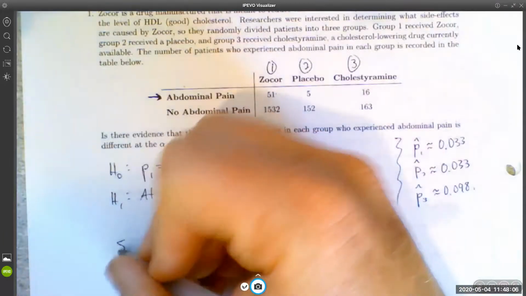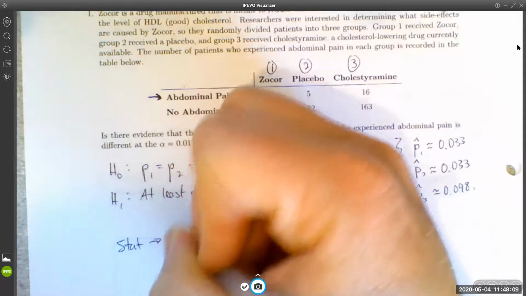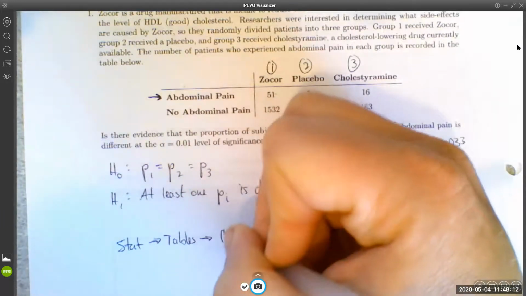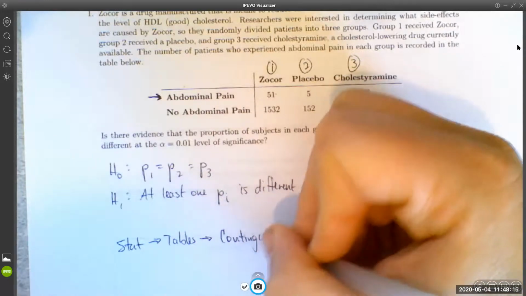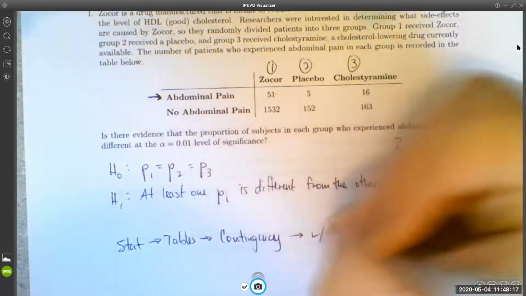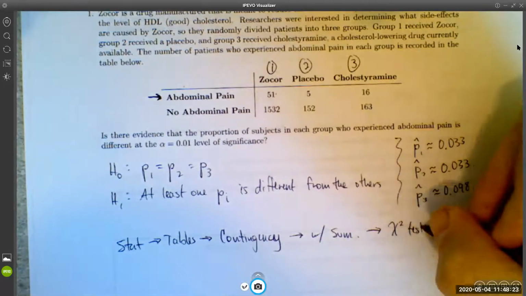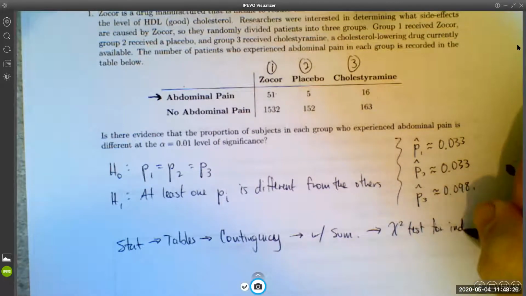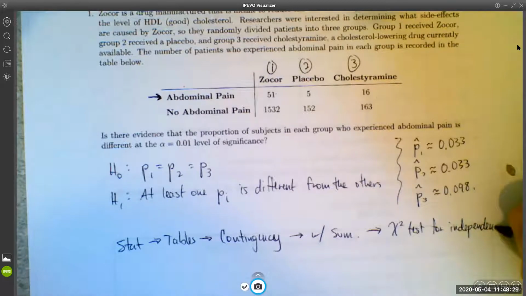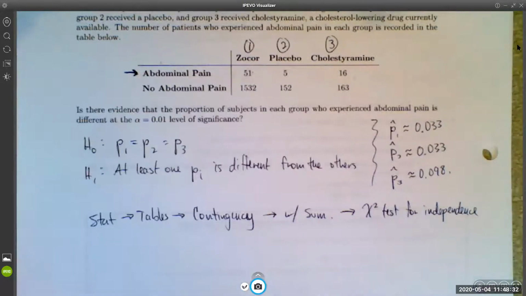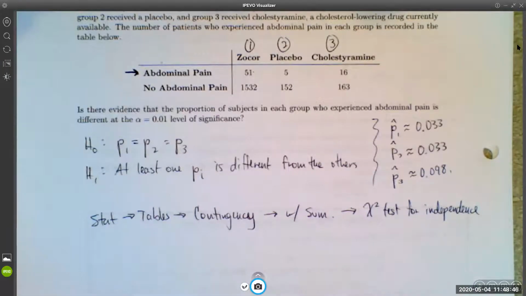We're going to go to Stat, Tables, Contingency, with Summary, and we want to run the chi-squared test for independence. I know that's a lot to write down. I'm really sorry, but hey, at least you're not having to do all of the math by hand. That would take pages and pages. Okay, so you just write down a little line to tell me where you're going in StatCrunch to get your answers. Okay, but this is where you would go. So let's do that.